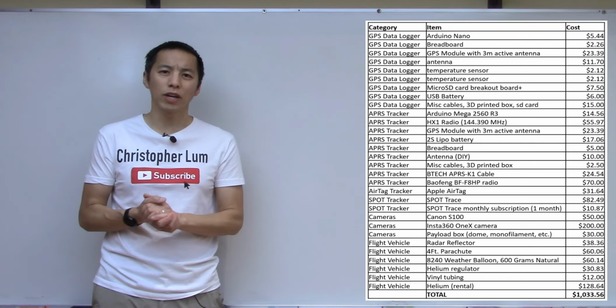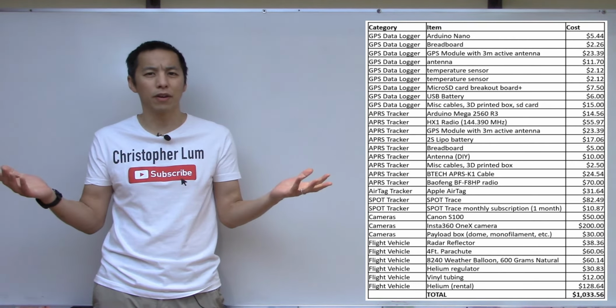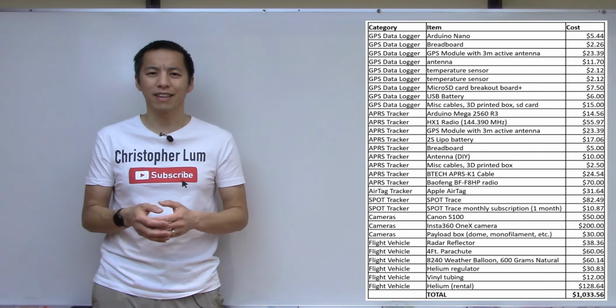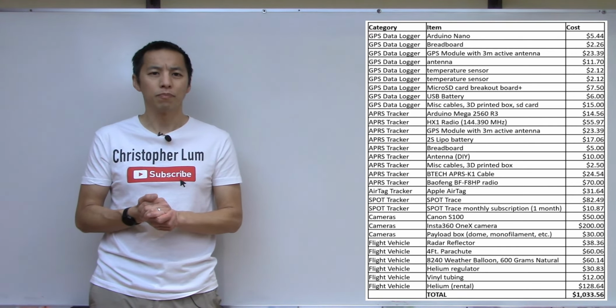So again, that spot trace unit, I think I paid about $75 for the actual unit, and then you have about a $10 a month subscription fee. So, after taxes and things like that, that's about $100 to get that spot trace unit working.